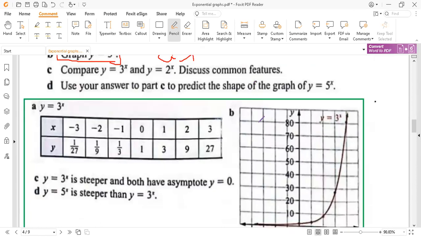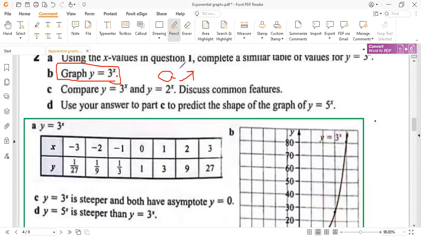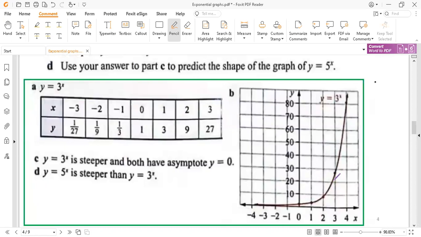First of all, we should know that when a increases and a is greater than 1, we will obtain a steeper graph. Another example, when y equal to 5 power x and y equal to 3 power x, the graph of y equal to 5 power x is steeper than y equal to 3 power x. What do we mean by steeper? We obtain this graph here, and another graph but steeper like that.